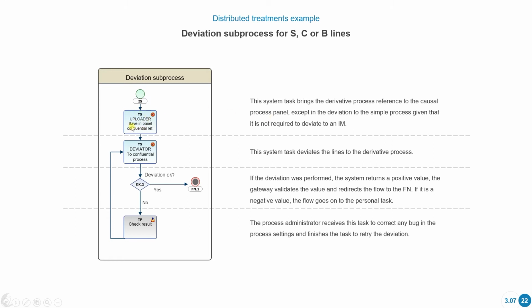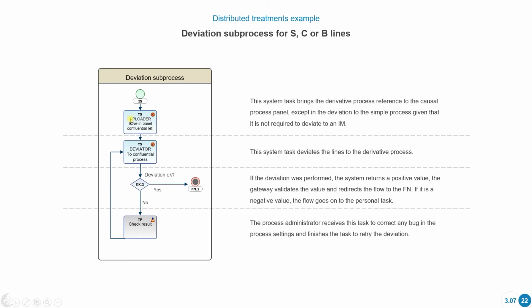Where is this reference stored? We'll see it later, but it's stored, for example, in a known family element. We can create a known family element and store the reference there, or we could store it in a business rule. And this process is going to look for that element, look for that value, and bring it to the panel of the process. And once it has that value, it can use it in order to correctly deviate to those derived processes.